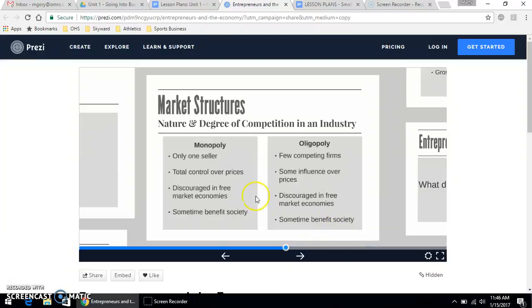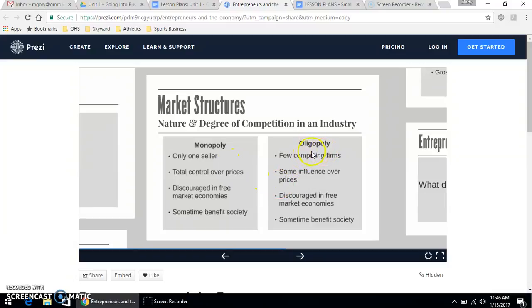Well, it's hard to find existing examples of monopolies right now because the government will step in and break up a monopoly if they feel like this particular monopoly is starting to corner the market. One of the most recent monopolies that was broken up was Microsoft, broken up by the government because it was considered that Microsoft was starting to dominate some of the software industry.